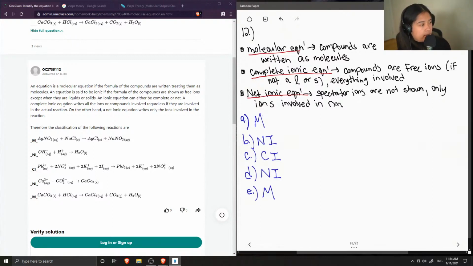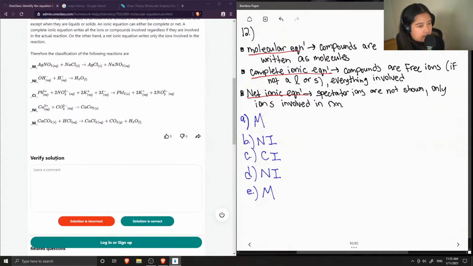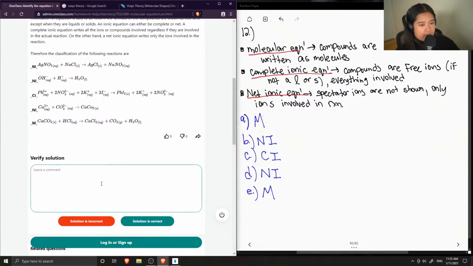A complete ionic equation writes all the ions or compounds involved, regardless if they are involved in the actual reaction. On the other hand, a net ionic equation writes only the ions involved in the reaction. Yep, so then they got the first one to be molecular, the second is net ionic, third is complete ionic, fourth is net ionic, and lastly, the last one is molecular. So this solution is correct.